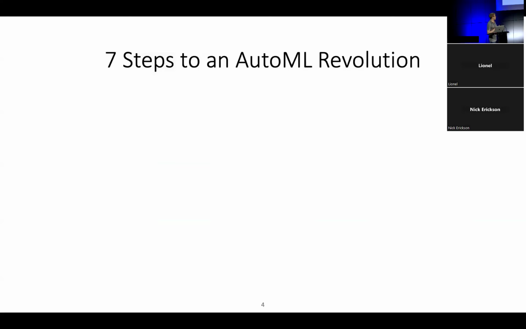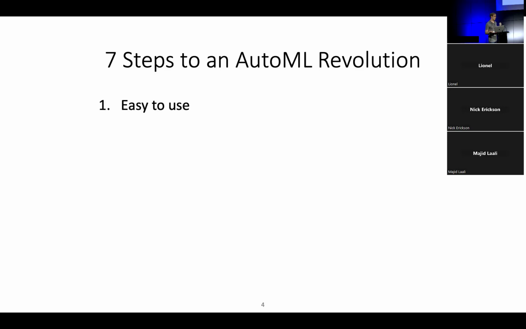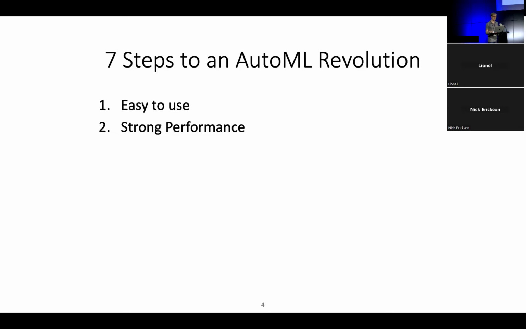So I consider there to be 7 very important steps to have an AutoML revolution, where AutoML becomes the golden standard tool to use in most situations when you're doing machine learning. One, it needs to be easy to use. It needs to have strong performance. Basically, it needs to be pretty hard to beat through non-AutoML means, or it's not worthwhile to go and try doing it with non-AutoML means in most situations. It needs to have fast inference speed. Basically, you can't just be sitting there waiting forever to get your results from it.